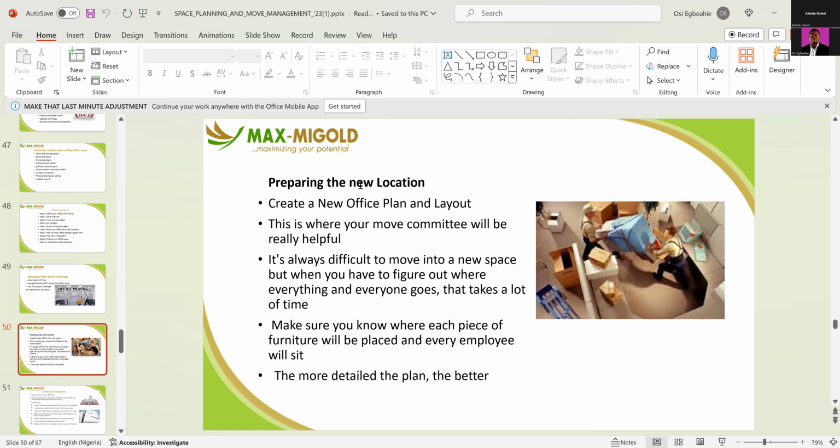Make sure you know where each item of furniture will be placed in the new office and everywhere the employees will be sitting. The more detailed the plan, the better.